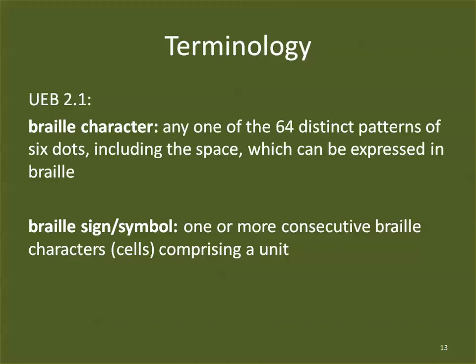First of all, a Braille character. A Braille character is any one of the 64 patterns of the 6 dots, including the space, so any of the possible dot configurations within one cell is a Braille character. The Braille sign or symbol might be more than one cell. It's whatever comprises a meaningful unit. So say a .5p means part. So those 2 cells would be a Braille sign or a Braille symbol.